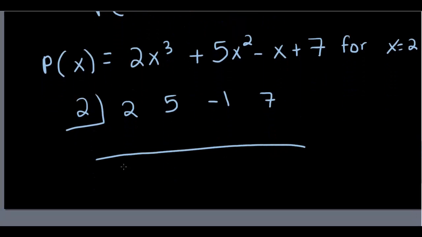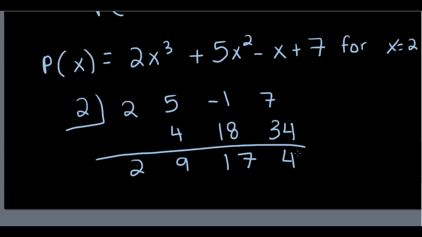So I'm going to bring the 2 down. 2 times 2, 4. 5 plus 4, 9. 2 times 9, 18. -1 plus 18, 17. 2 times 17, 34. 34 plus 7, 41. So the value of the polynomial when x is 2, so p of 2 equals 41.